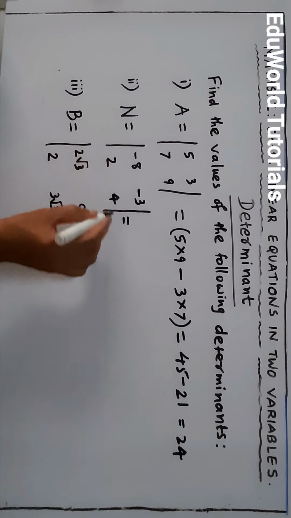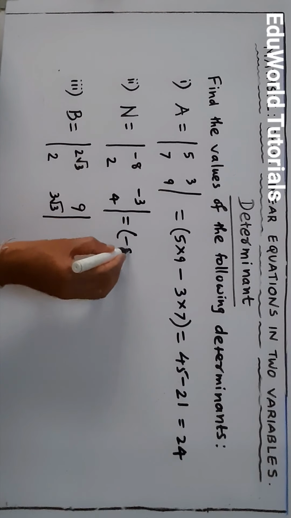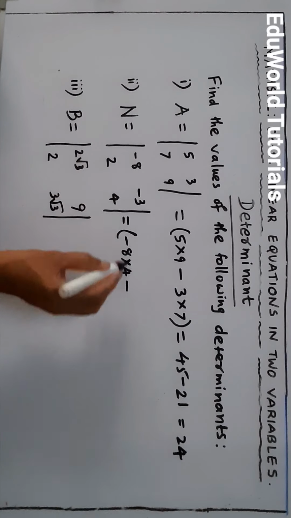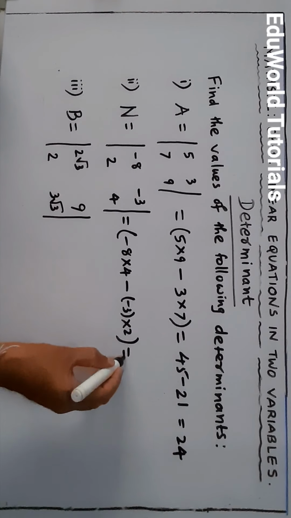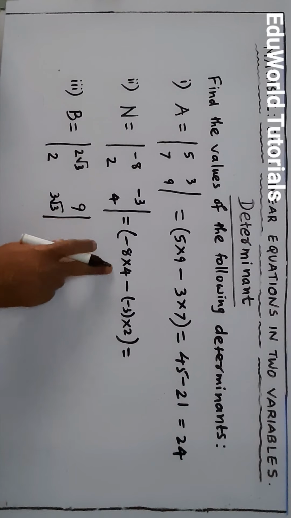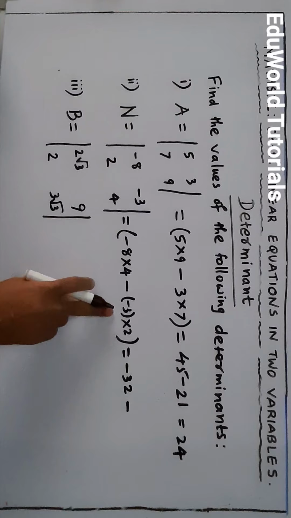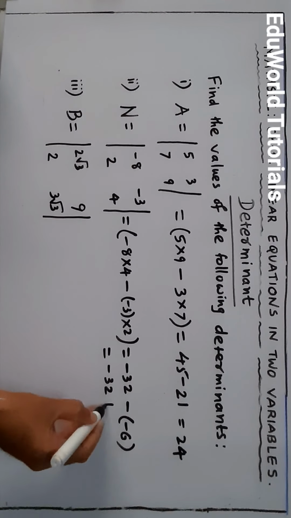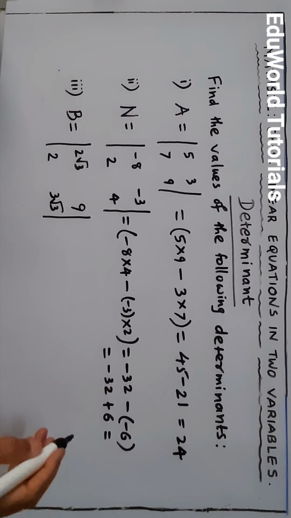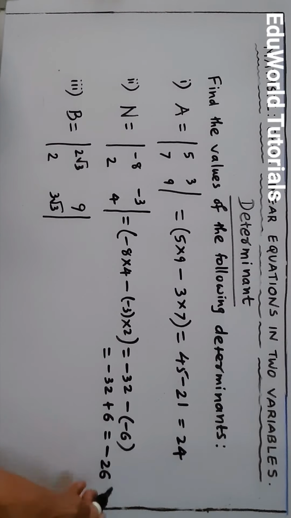Second, cross multiply again, but cross multiplication should start from this element. So it is minus 8 into 4 minus 3 into 2. Be very careful. So what we have to write is minus 8 into 4, minus 32, minus the product of minus 3 and 2, which is minus 6. So it is ultimately minus 32 plus 6. And what is minus 32 plus 6? It is minus 26.